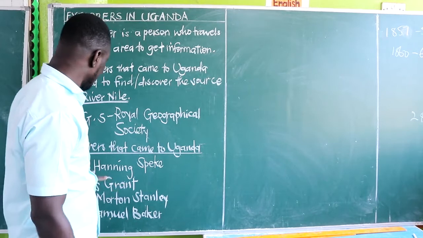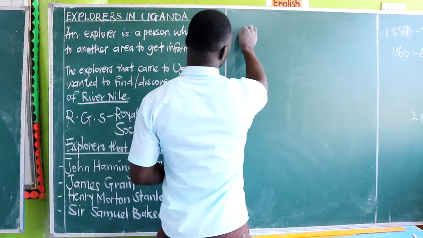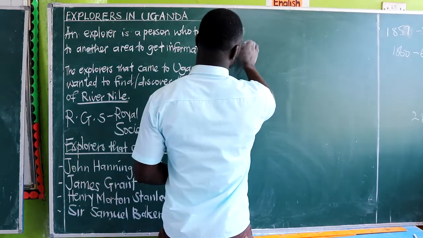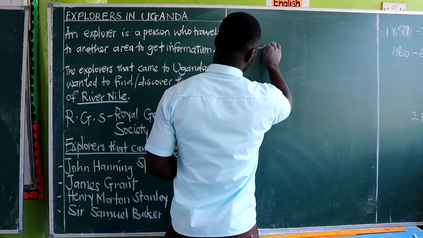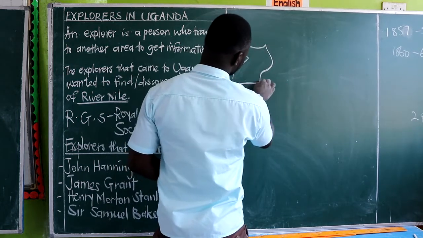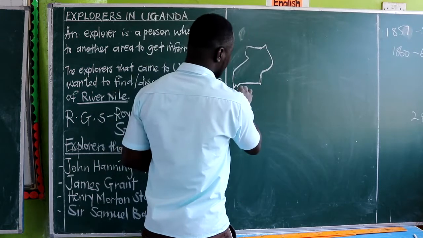So we begin with the first one, John Hanning's Peak. What we are going to say is John's Peak made 2 journeys to East Africa. Therefore, we are going to have John's Peak making his first journey, and then he also came for the second time.